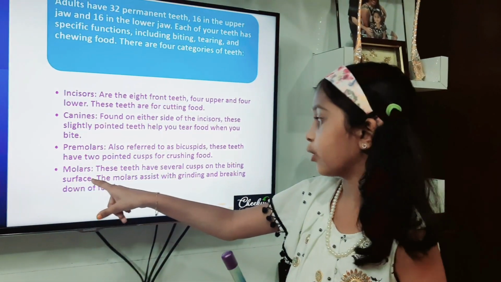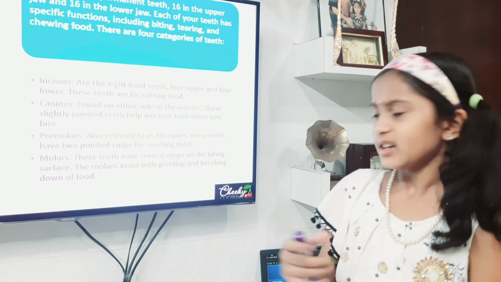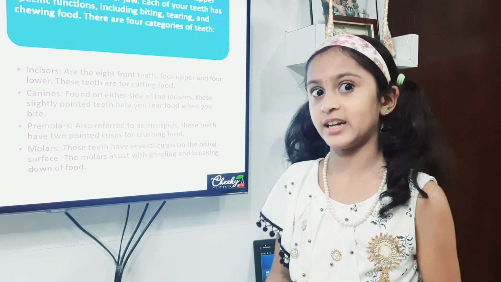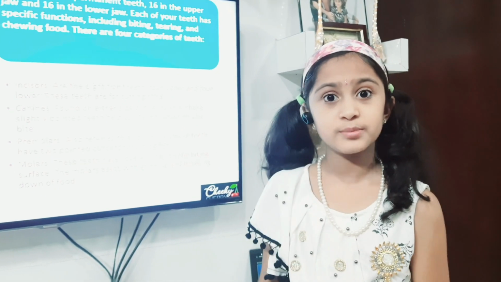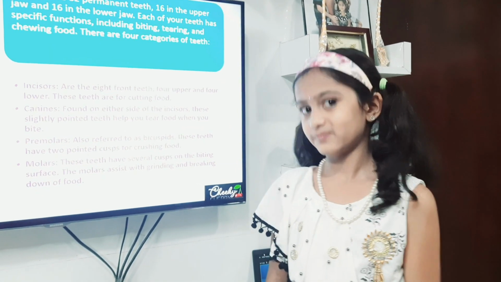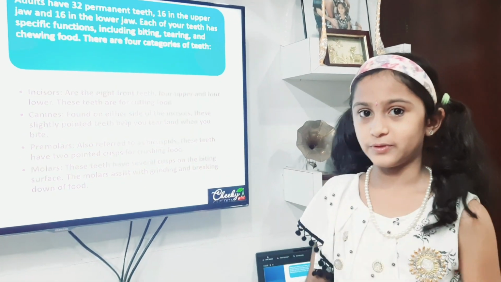And then there's the molars. These teeth have several cusps on a biting surface. Now the molars are the last and the biggest type of teeth. They have 3 on each side, which means 12 in our total mouth. That's a lot of molars. And they are for grinding food.